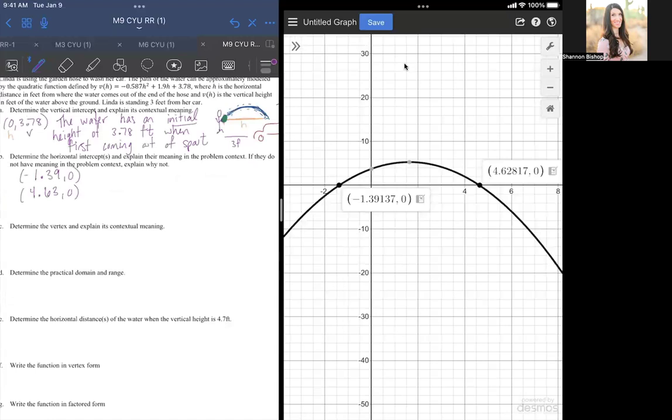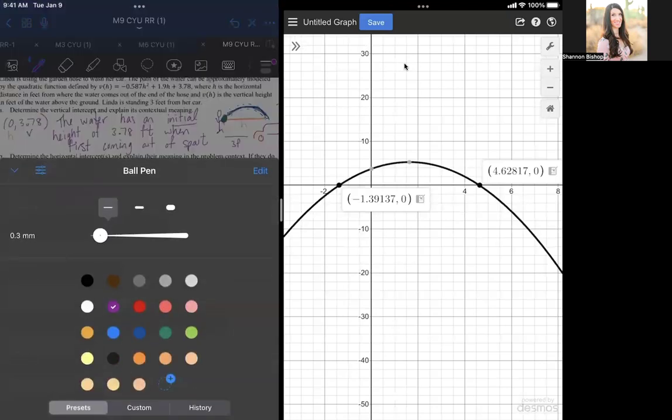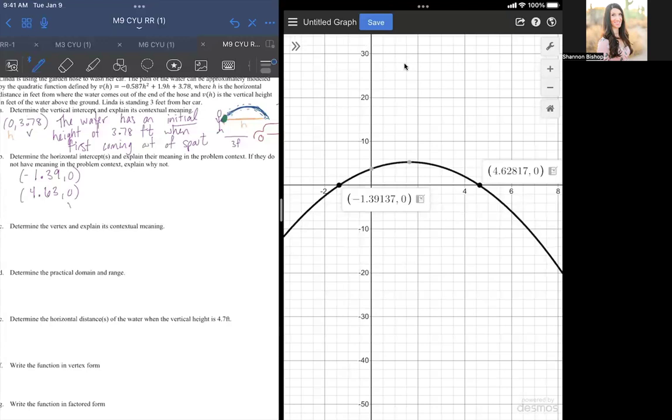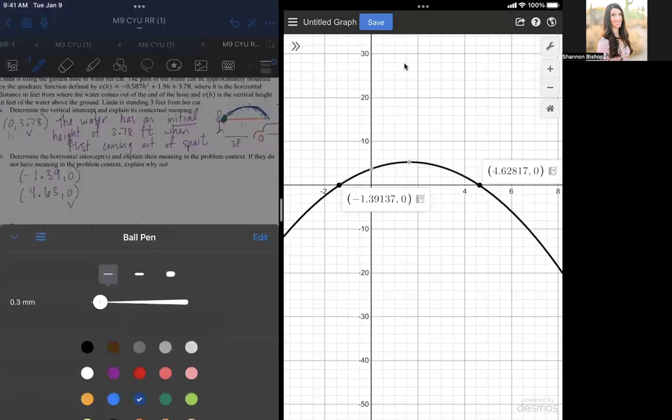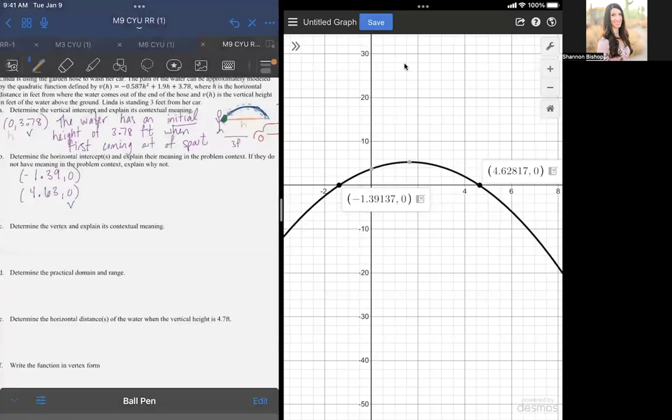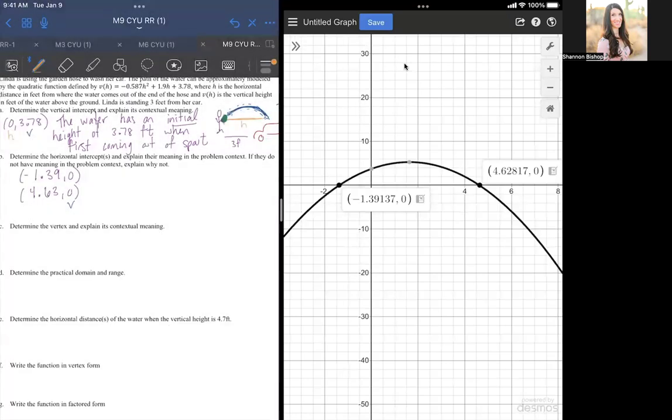Well, the negative 1.39 would mean that the water is essentially on the ground, I guess in theory, right? On the ground, because this would be the vertical height. So no vertical height on the ground when the horizontal distance is at negative 1.39. Okay, but Linda's holding the hose in her hand, so the water does not hit the ground behind her. No, it doesn't. She's holding it in her hand. So that first one that's a negative value does not have any meaning.